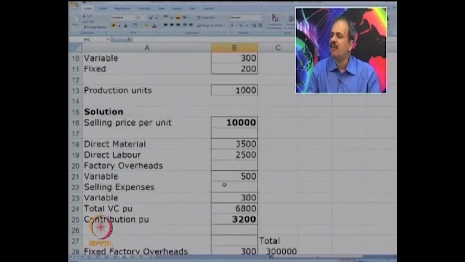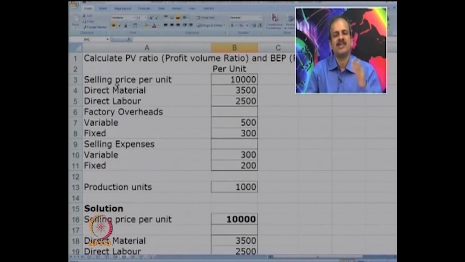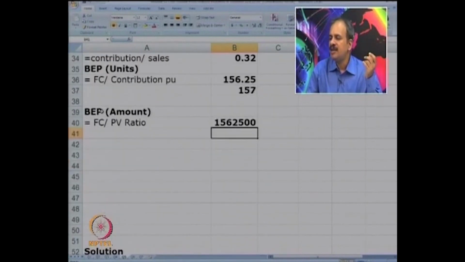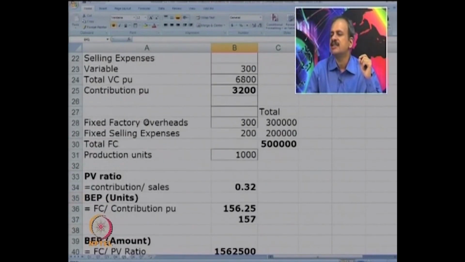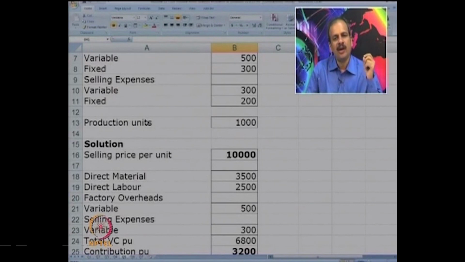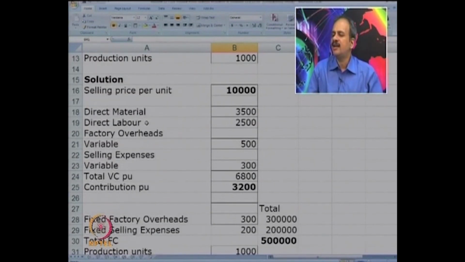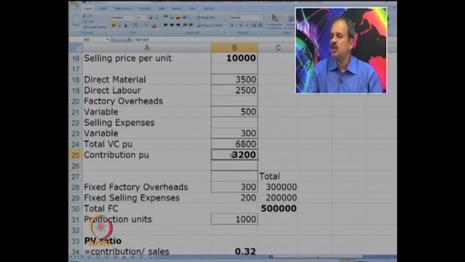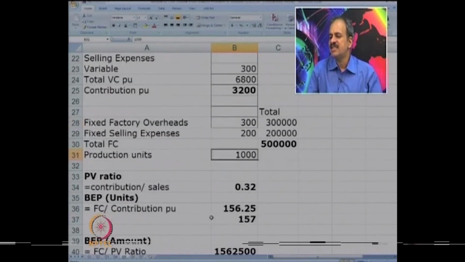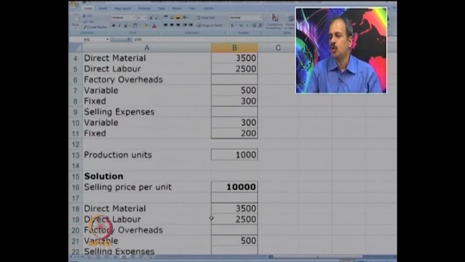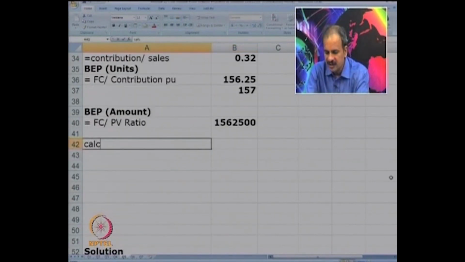So as per the requirement, we were asked to calculate the PV ratio and BEP. We have calculated both the things. You can also try to calculate the current level of profit. Can you find it? We know that per unit we are earning 3200. We also know that the production units are 1000. So this can be used for calculating the total profit. Let us try to calculate profitability.